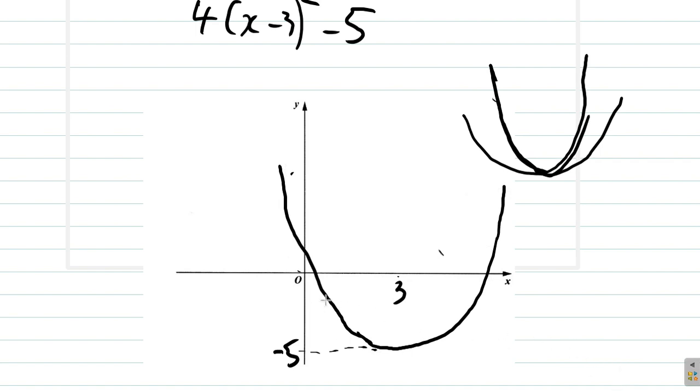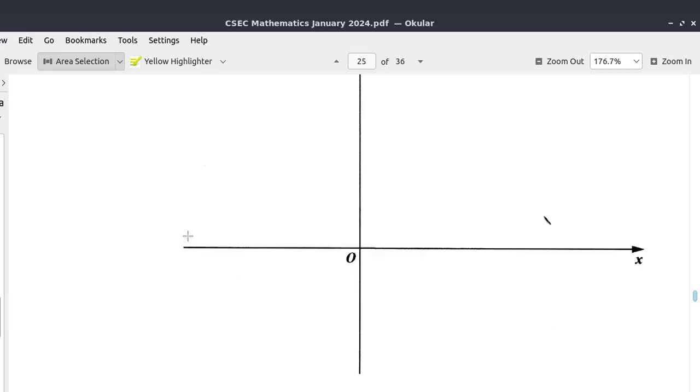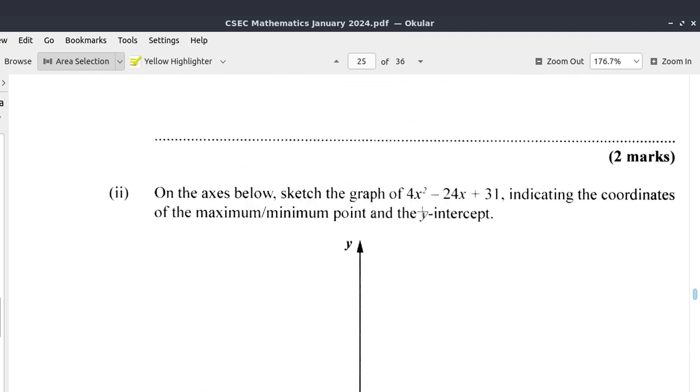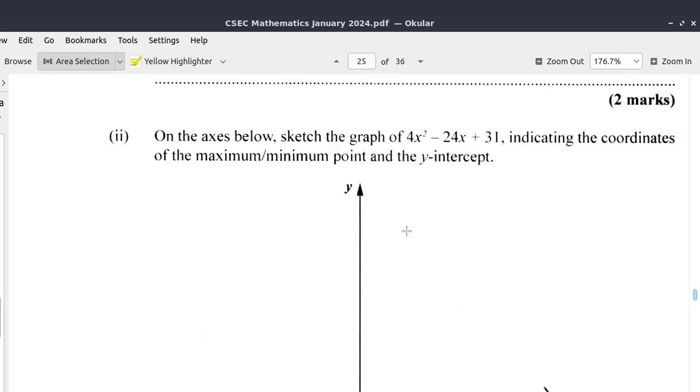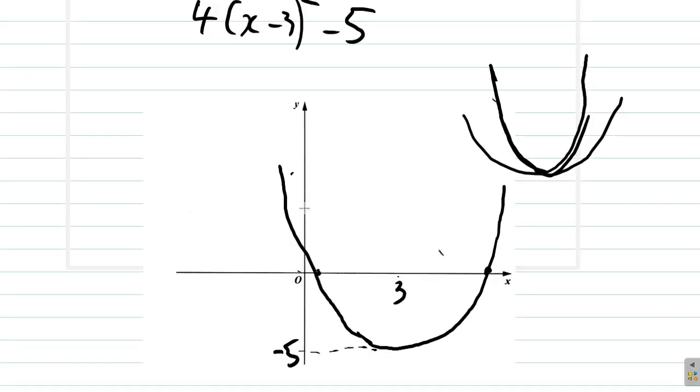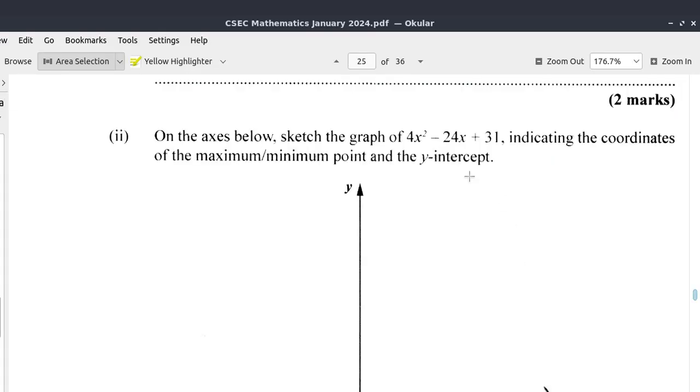Now, in order to find out exactly where it cuts the x-axis, we would have to solve this equation here. But the thing is, they did not ask us to solve it, and they gave only 3 marks. They say indicating the coordinates of the minimum point and the y-intercept. Okay, those are what they want.